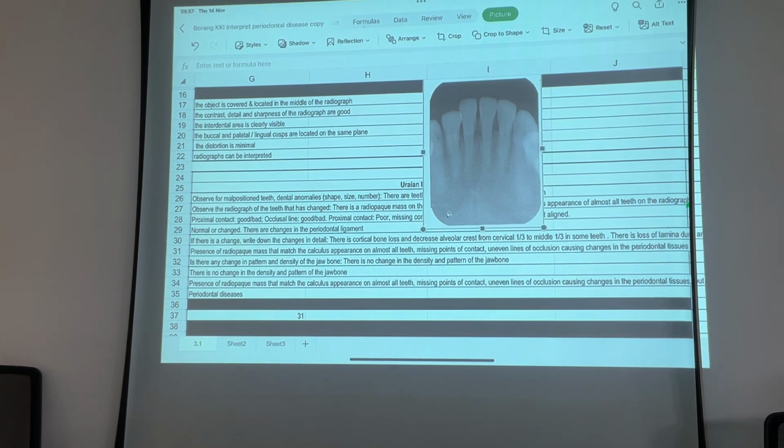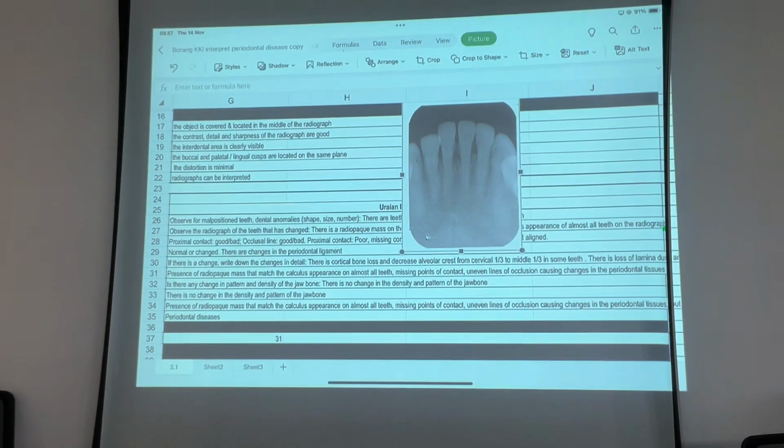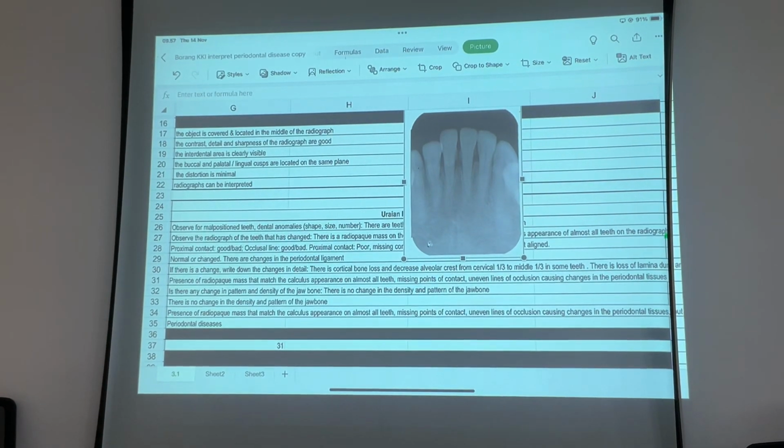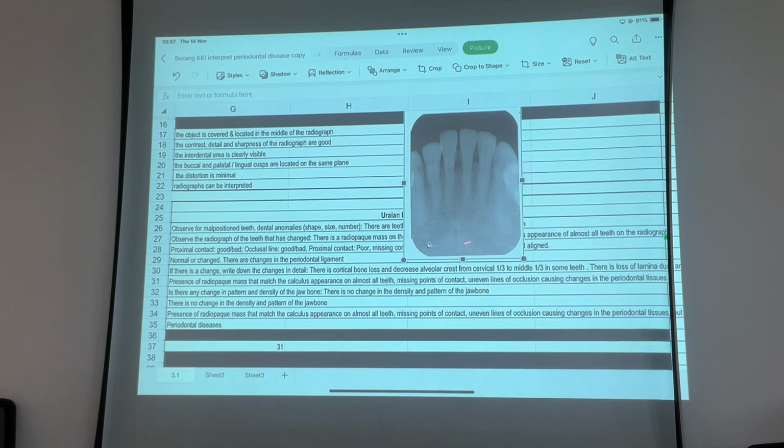That will be enough. But sometimes if you want to make it more detailed, agak kerajinan gitu ya, tidak apa-apa. You can write this like this. Changes in the periodontal tissue, and what is the change? You can copy paste again this one. So uneven line of occlusion causing cortical bone loss and decrease alveolar crest from cervical 1/3 to the middle. There's a loss of lamina dura and so on, just like that.